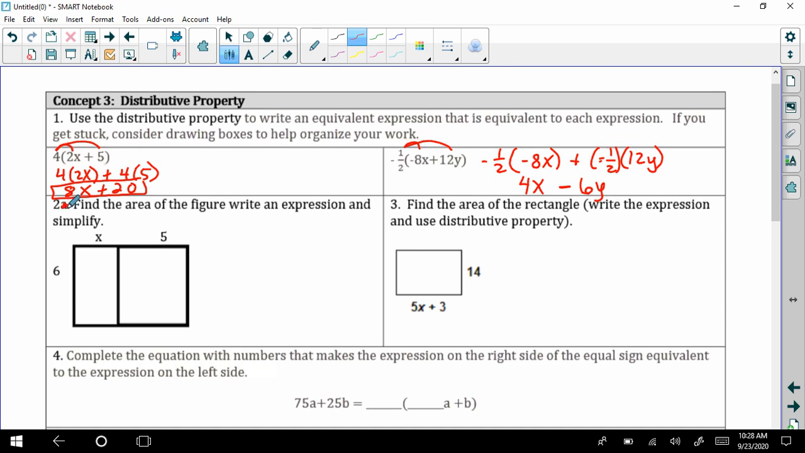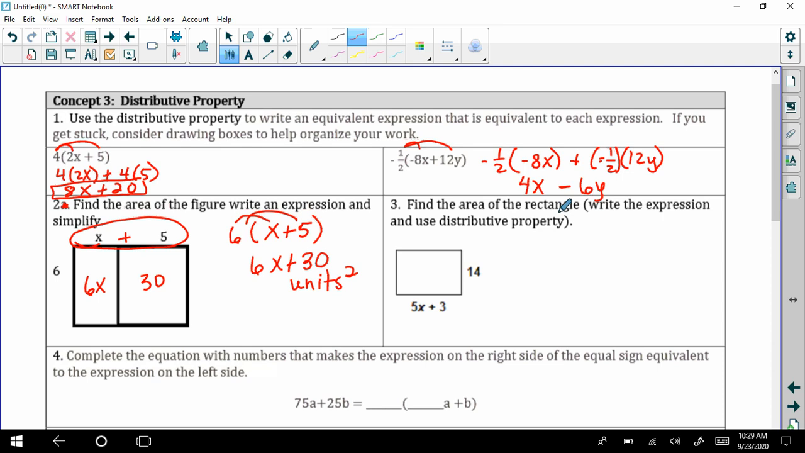Find the area of the figure, write the expression, and simplify. So on here I've got, this area is actually 6x, and this is 6 times 5, which is 30. We also know that this up on the top is x plus 5. So we're going to have 6 times x plus 5, and when I simplify that with the distributive property, I get 6x plus 30. And this would be units squared.